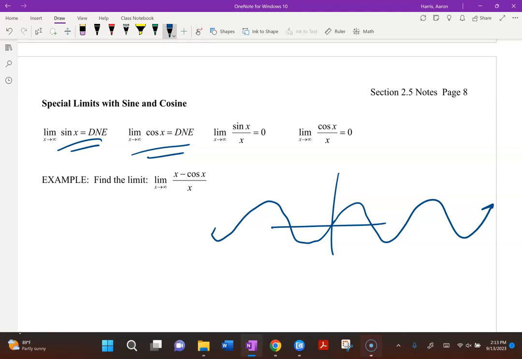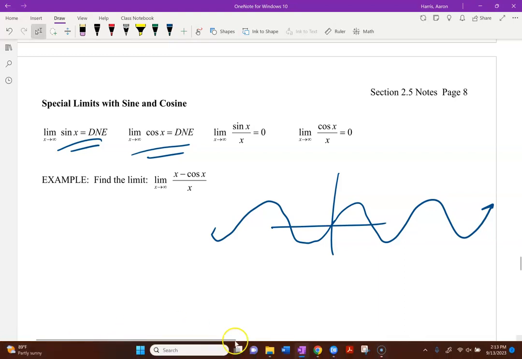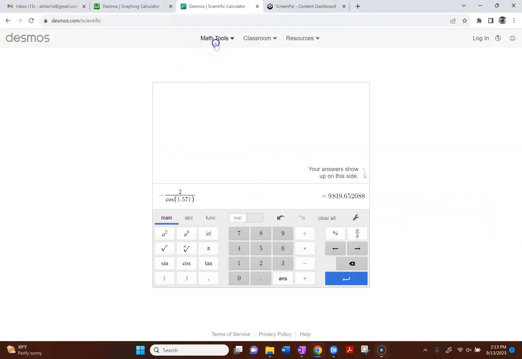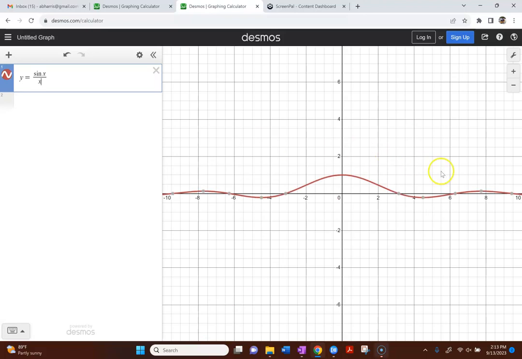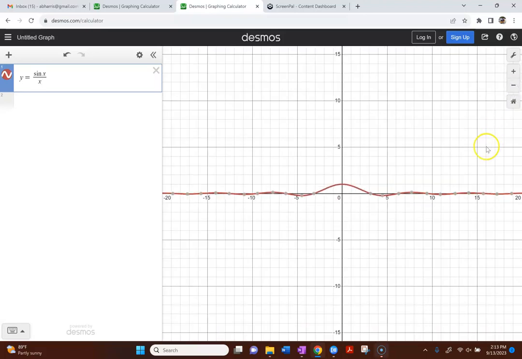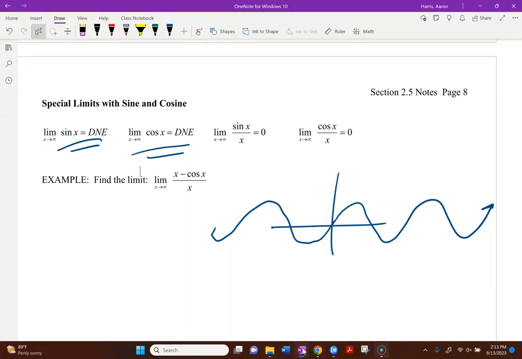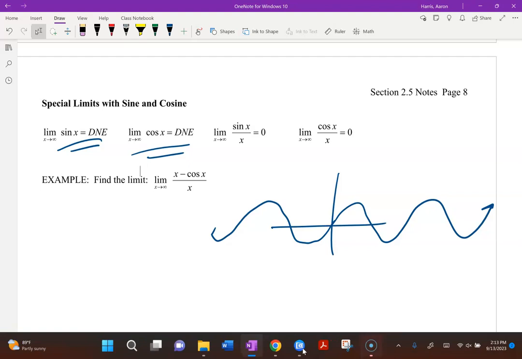But if I think about sine of x over x, if you take a look at that graph as I shoot out, the further out I go, I'm going to get closer and closer to 0. It kind of tapers off, and the waves get smaller and smaller. Same thing with cosine x over x. So you want to keep these special limits as x goes to infinity in mind, so that you can do the algebra on some of these.